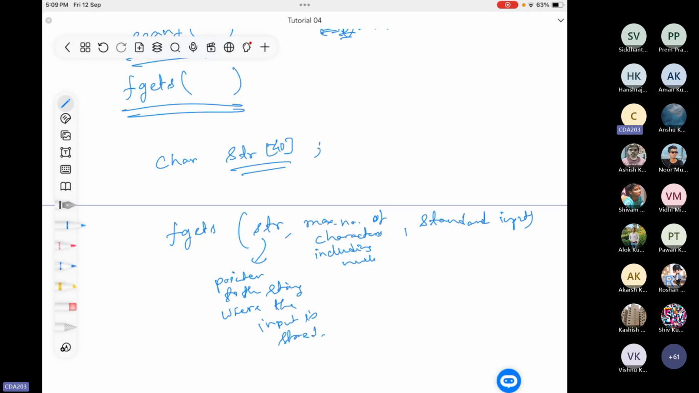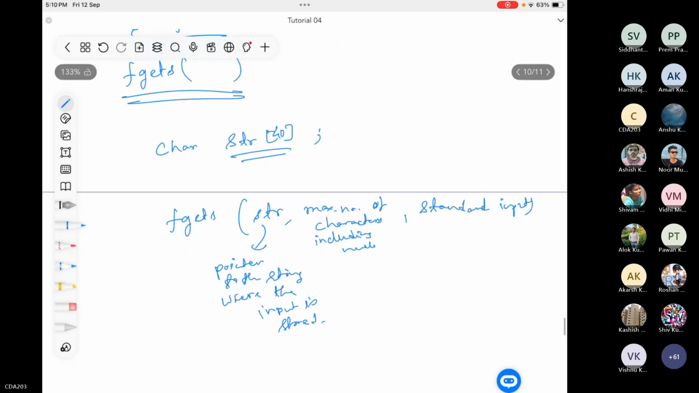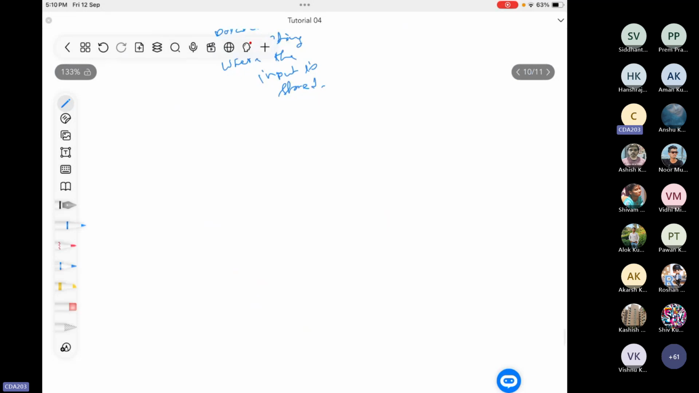I'll come to the thing called pointer. So this is more or less the settings for fgets. I will describe it when I do the coding, and I think then it will be more clear. So next we will come to pointers.